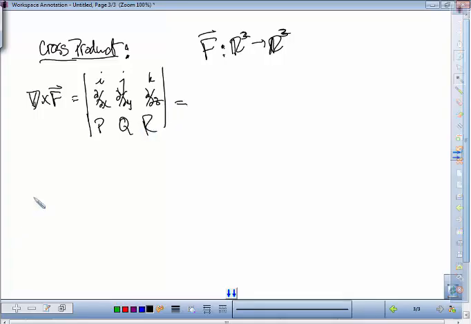All right, let's take this carefully. What's going to be the i component here? The i component is partial of r with respect to y minus partial of q. By the way, if you guys are writing this down, you can use the shorthand notation, right? You just say q sub z if you want.